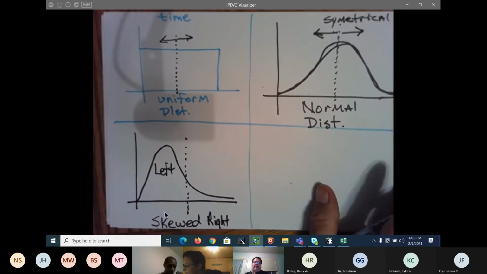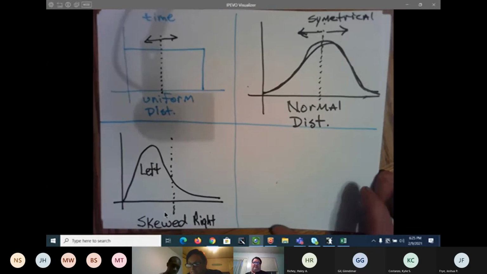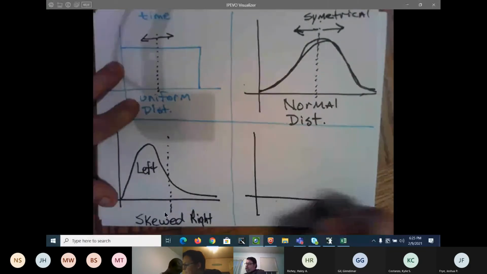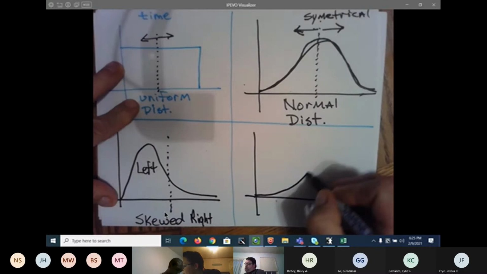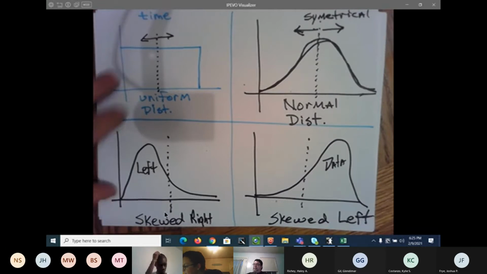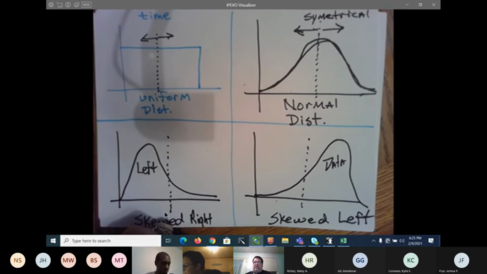Now, what do you think the next one is going to be? Skewed left. All the data is on the right, so it's skewed left. Now you have 4 test questions right here. I will test you on this, and a standardized test will test you on this. These are easy questions. All you got to do is know them.